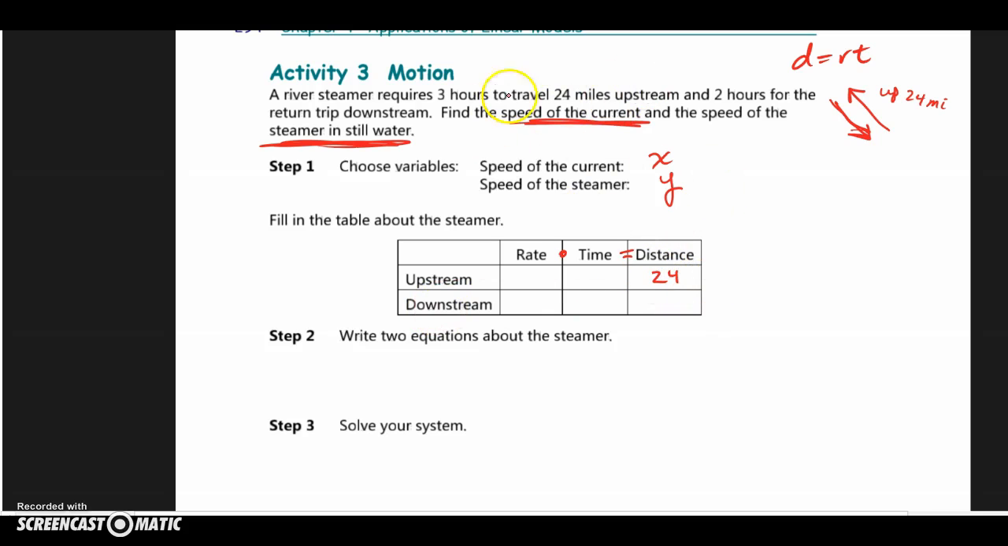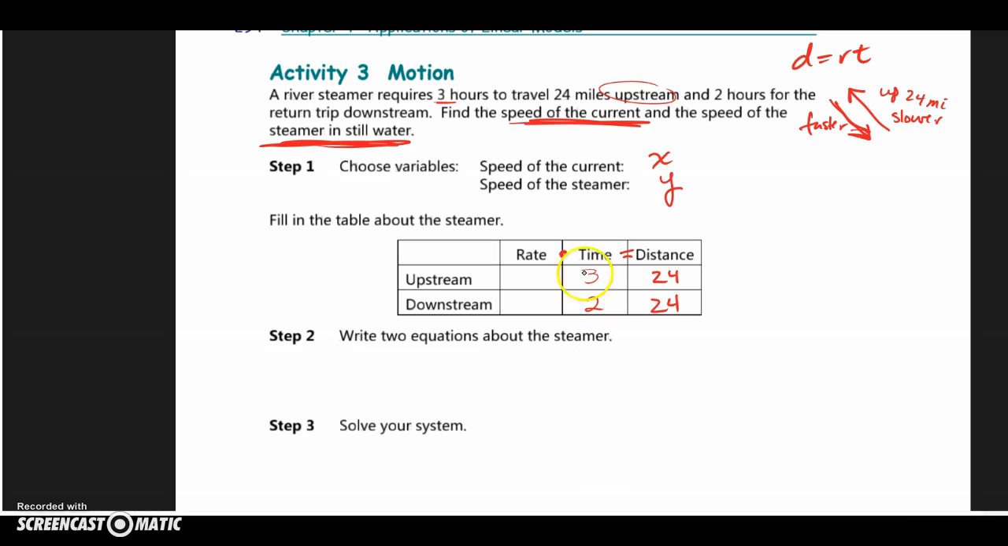Coming back down, since nothing else was disclosed, we assume it comes back down the same way and covers 24 miles as well. They also clearly told us the time. It requires the steamer 3 hours to travel upstream. So for the upstream, the time is 3 hours. And then 2 hours for the return trip. So for the return downstream is 2 hours. Which makes sense because coming down the current, again, helps the steamer. So coming down is faster. Going up is slower because the current tries to slow it down or stop it.